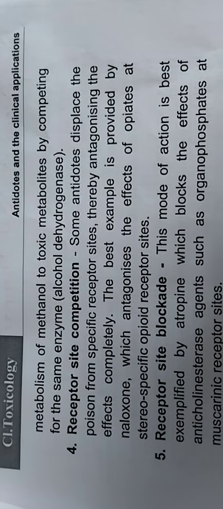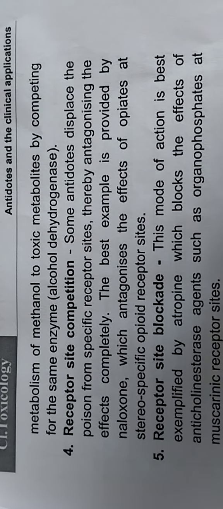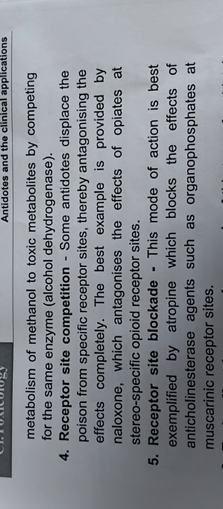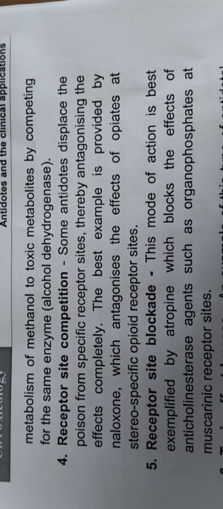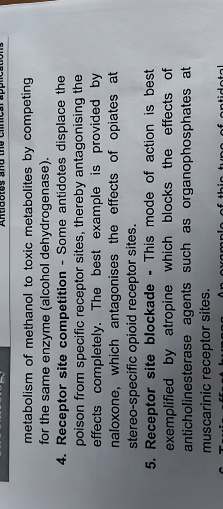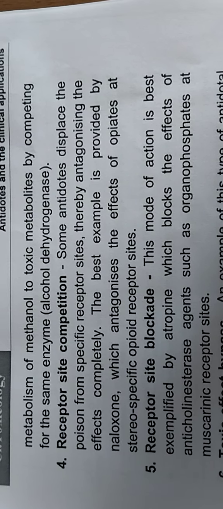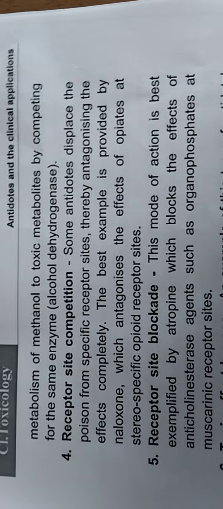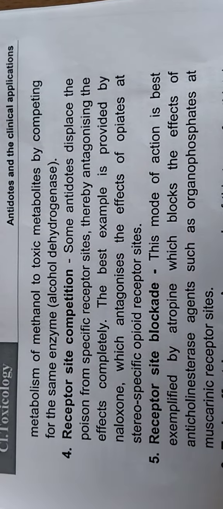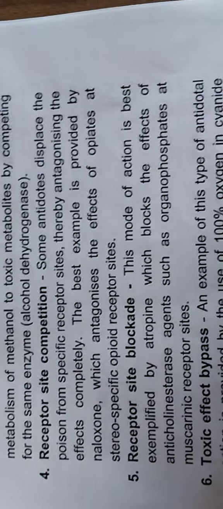Okay, we continue. Then the third mechanism is reducing the toxic conversion. The best example is the metabolism of methanol to toxic metabolites, where the antidote competes for the same enzyme. That enzyme is alcohol dehydrogenase. Then the fourth mechanism is receptor site competition.